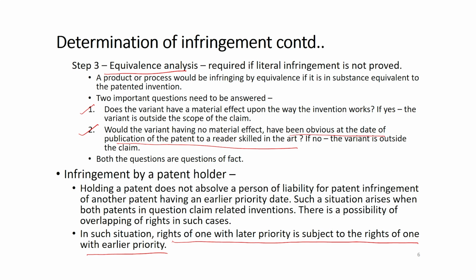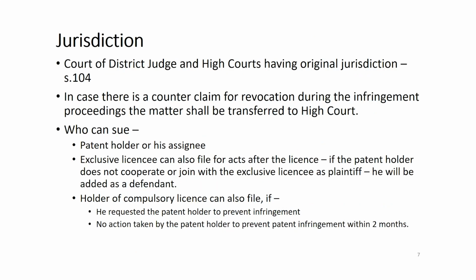Now, there are some preliminary points. Which court will have jurisdiction to entertain the cases of infringement? As I have written, section 104 talks about jurisdiction. It says, court of district judge shall have jurisdiction. Court of district judge shall also include those high courts which have ordinary original jurisdiction. For example, there are 5 high courts which have original jurisdiction: Delhi, Calcutta, Bombay, Madras and Shimla High Court. These 5 high courts have original jurisdiction.